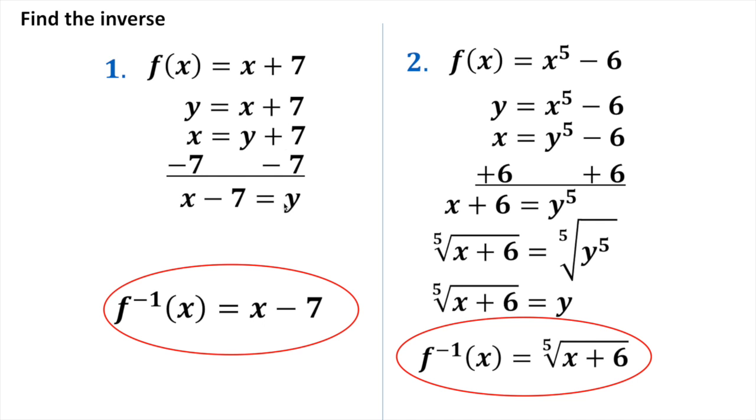Check your answers here. This first one really wasn't too bad. We just had to move the 7 over, and that was pretty much it. This second one's real similar to the second one that we just did. Instead of taking the cube root, though, you're going to take the 5th root, which is really the only big difference there. So let's try another one.